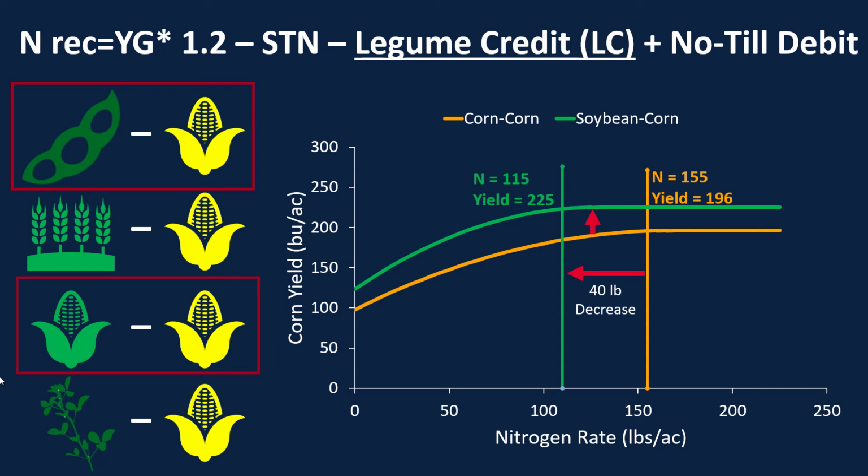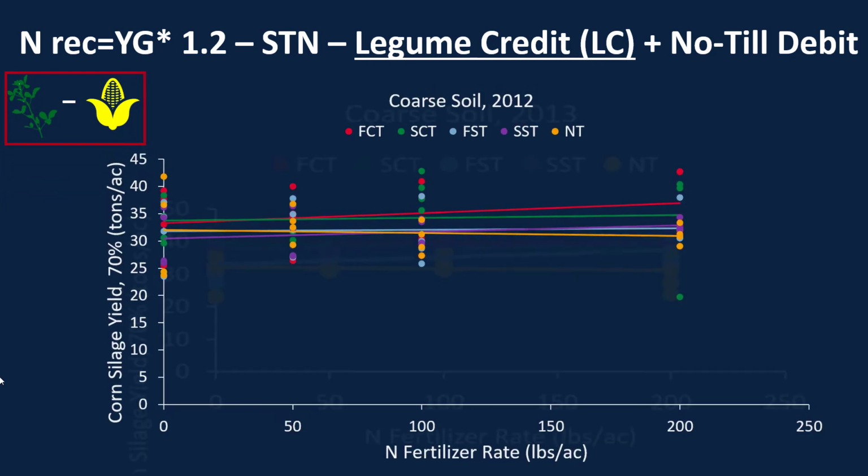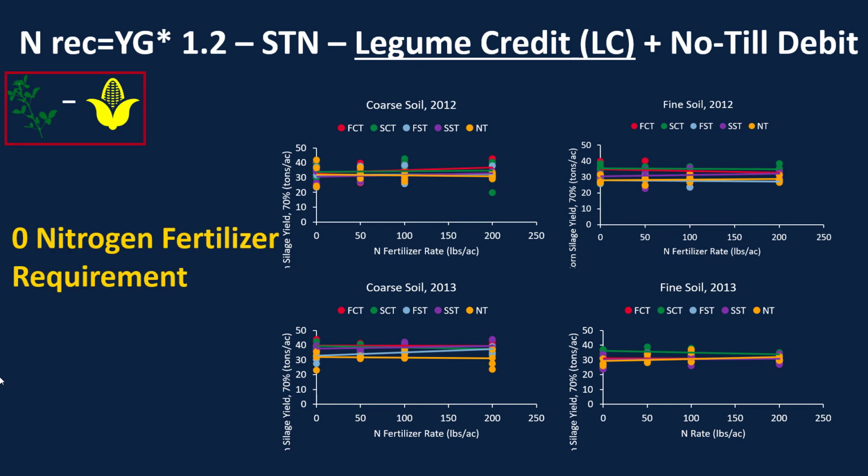So now if we transition to looking at alfalfa corn rotation, and if we look at the 4 site years of this, 2 in coarse textured soils and 2 in fine textured soils, we again see the same trends in all of these years. 0 nitrogen fertilizer was required.